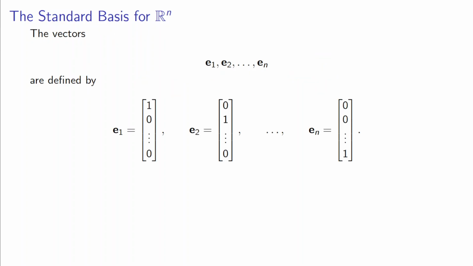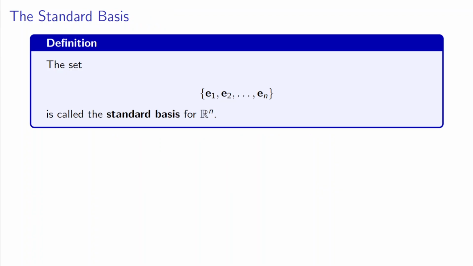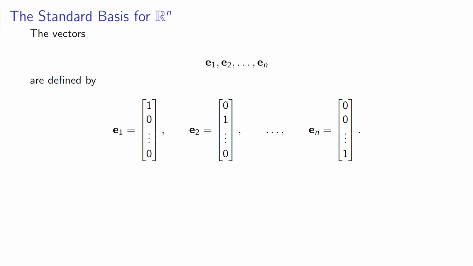And then more generally, if we have the vectors E1 through En of this form, E1 is the vector with a 1 in the first position and 0s elsewhere. E2 is a 1 in the second position and 0s elsewhere, and so on and so forth. This would make up our standard basis for Rn. And just reiterating, the set E1 through En is called the standard basis for Rn. Not too hard to show that this set is both linearly independent as well as would span all of Rn.